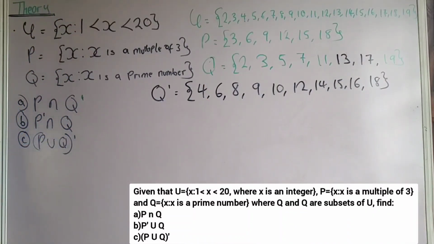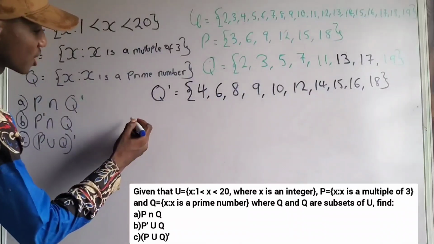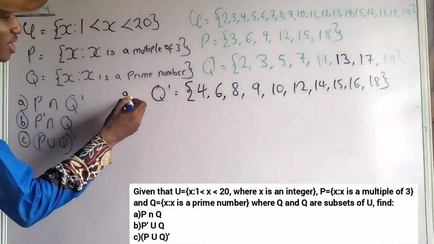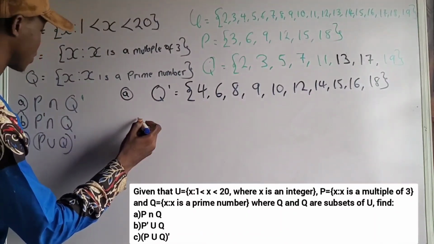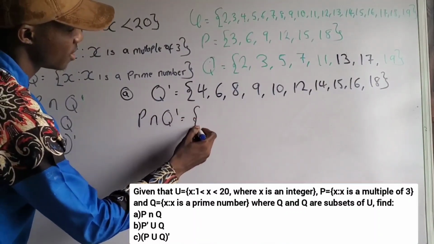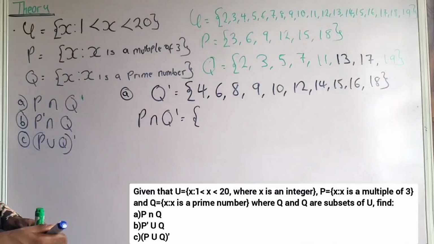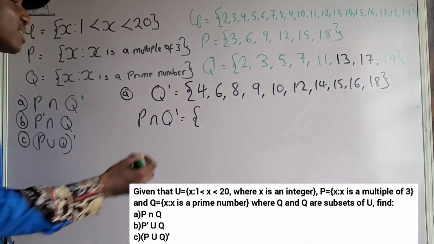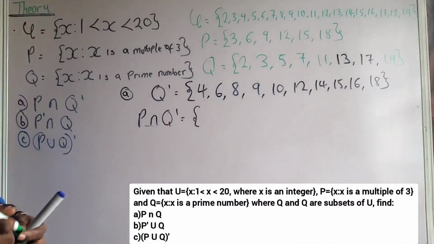Now, having gotten Q prime, we can now look for P intersection Q prime. Don't forget, I'm still on question A. Okay, P intersection Q prime. Do you know the meaning of intersection? Intersection simply means the elements that are common to both sets.